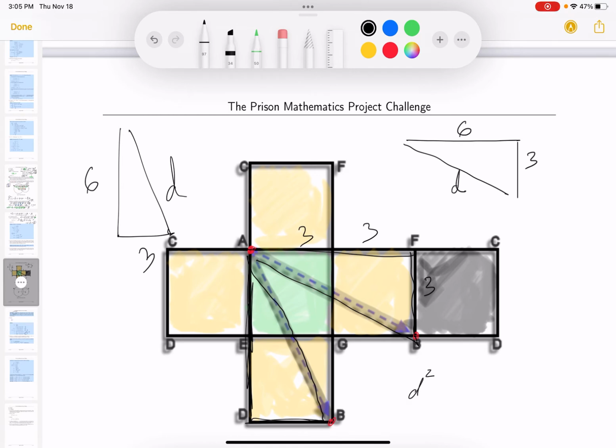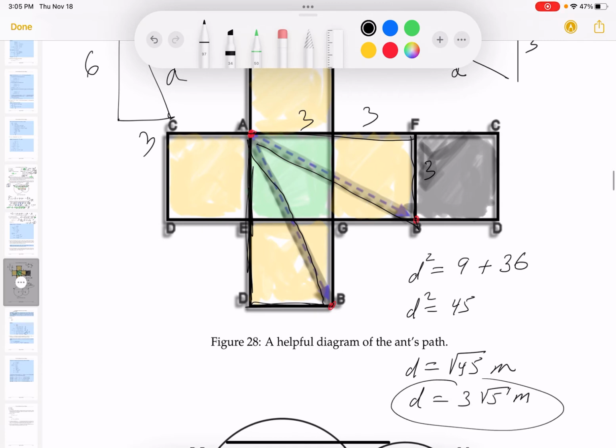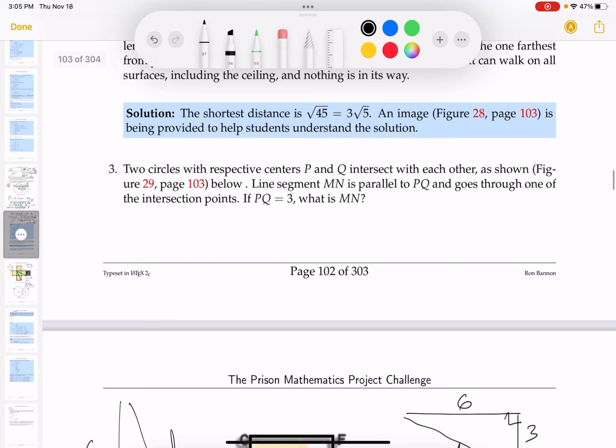Distance squared, right? Using this right triangle, is equal to 3 squared, which is 9, plus 6 squared, which is 36. And what's D going to be equal to? I'm sorry, D squared is going to be equal to 45. So D is going to be the square root of 45. I don't mind that answer, by the way, but it might be a good idea to simplify it, but you don't have to. So 9 goes into 45 5 times, so it's 3 root 5 meters, and that's what D is. All right? So I want to go back and see if I've answered the question.